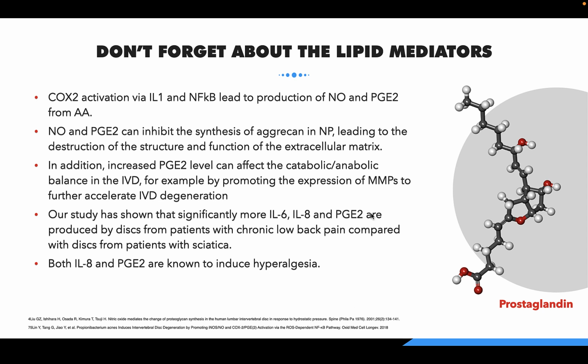The breakdown of the extracellular matrix, of course, will lead to the classic hypermobility seen in a degenerated disc. Our studies show that significantly more IL-6, IL-8, and PGE2 are produced by discs from patients with chronic low back pain compared with discs from patients with sciatica. So again, showing a role for neuroimmunochemistry in the development of chronic low back pain. Both IL-8 and PGE2 are known to induce hyperalgesia.